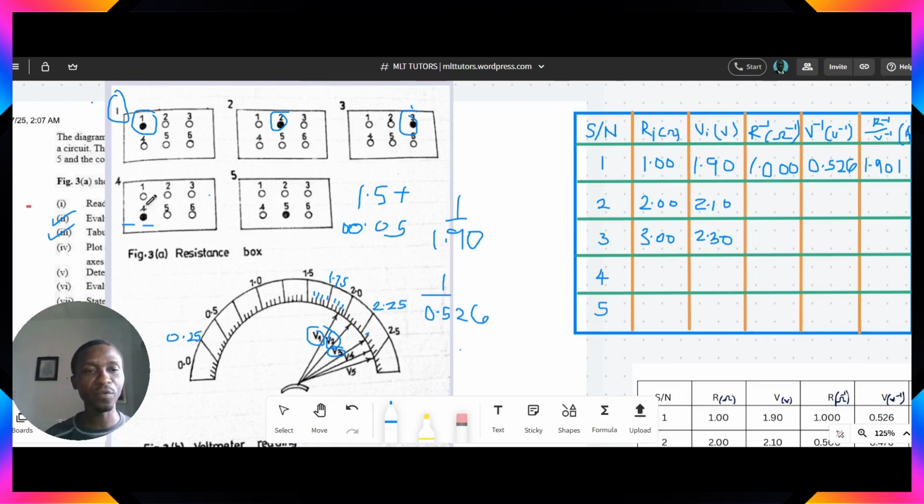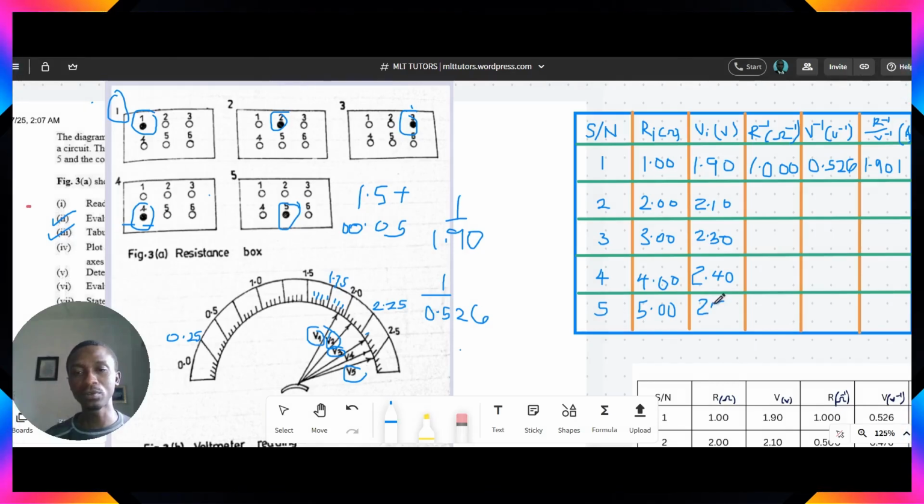Then here is our R4, that is 4 ohms. And the corresponding value of the voltage at that moment, here it is. So if this is 2.3, this is 2.35, and that will be 2.40. So that's 2.40. And finally, our resistance, which is 5 ohms for the last observation, and the corresponding value of the voltage at that moment for V5 is actually 2.50.